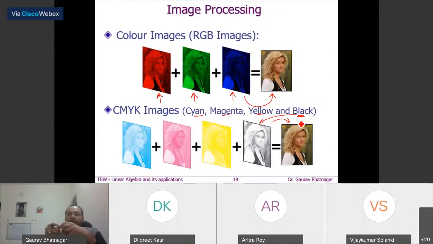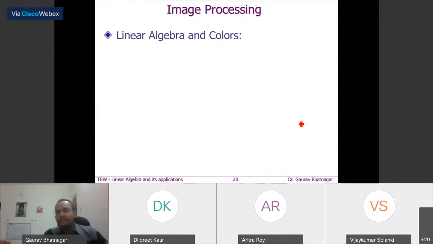But now, in order to get more idea about how colors and linear algebra are attached to each other, let us have a very quick discussion on colors and linear algebra. Linear algebra is also tightly associated with the colors which you see around you. So let us have a very quick example of it.